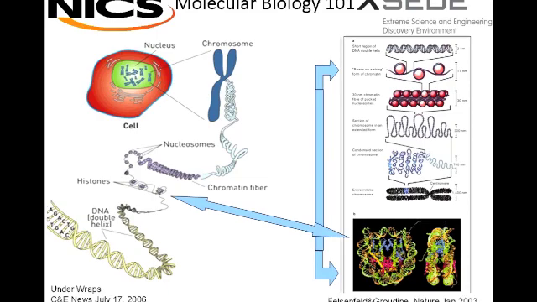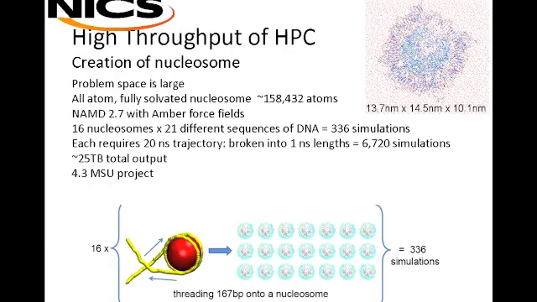Basically, this is a high throughput of high performance computing on how you create this nucleosome. If you think about the histone as a ball and a pulley around a string, the string being the DNA strand, this problem space of how it wraps around the histone is very large. The simulation itself is pretty large too, being 160,000 atoms. We used here NAMD 2.7 with the Amber force fields.